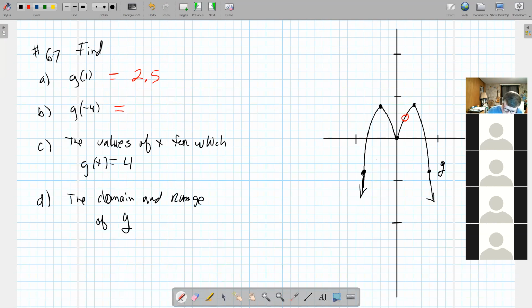It looks like -4. Yeah. When X is -4, Y is -4. Okay, any questions there? Part C, the values of X for which G of X, another name for Y, equals 4. That would be -2 and +2. Correct. Okay. What's the domain of G?